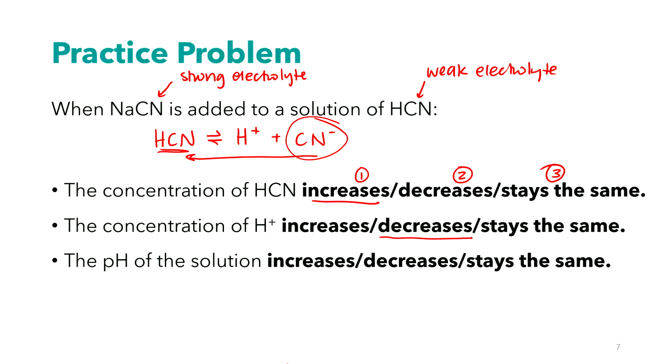What happens to our pH? What happens to the pH when your H+ concentration decreases? It goes up. Don't confuse yourself on that one. We will see an increase in pH. The other way of thinking about it is, again, we added in a base, so we should see an increase in the pH.